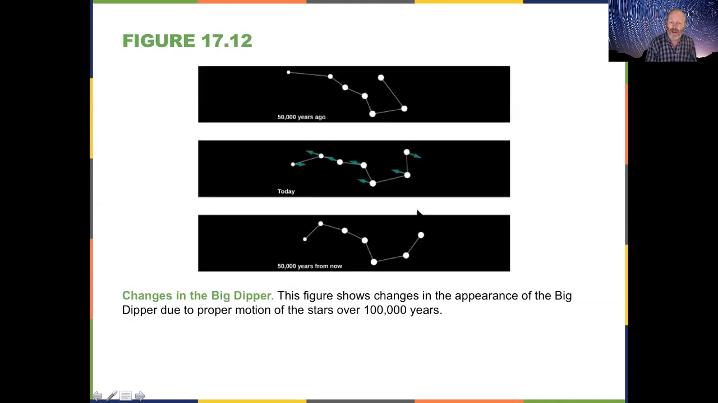When we look at the Big Dipper here, we can see the different stars that are part of the Big Dipper. Some are moving this way, some are moving that way. So 50,000 years ago, this lopsided thing is what it looked like. 50,000 years from now, it'll look like it's collapsing and opening up. But these stars that we see, and they seem to form a pattern, actually aren't related to each other. They're not gravitationally bound to each other, and they are far from each other in space.